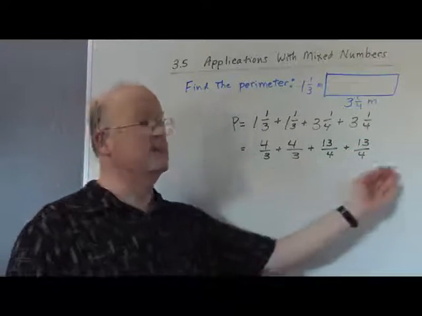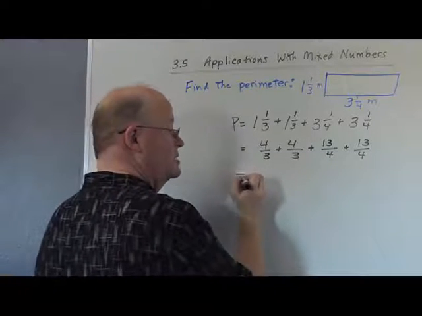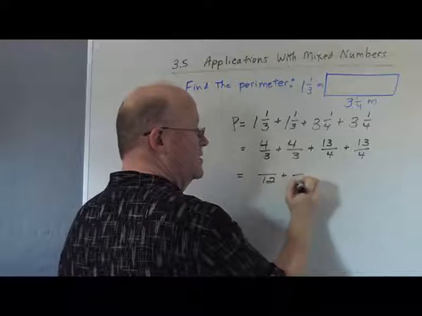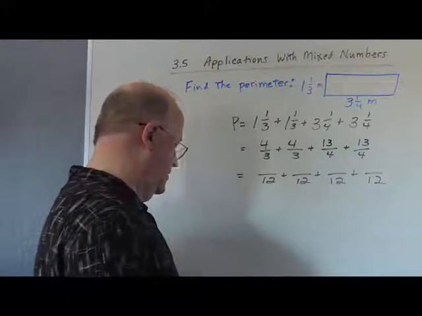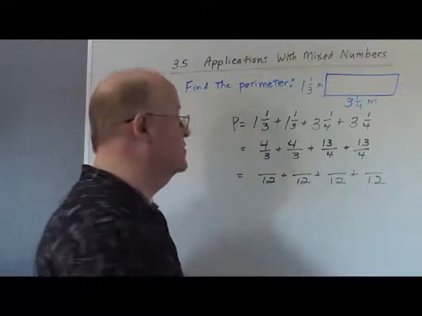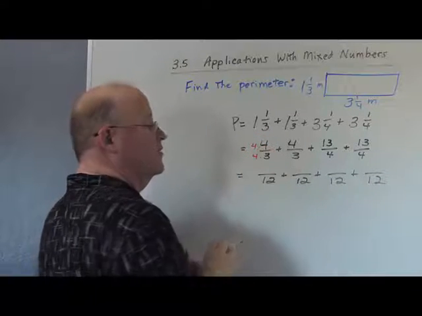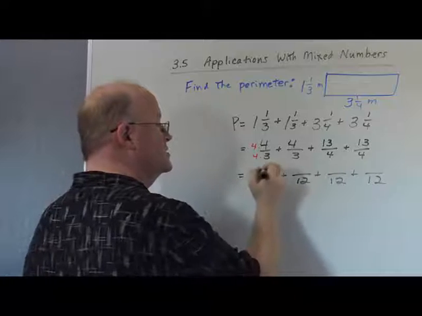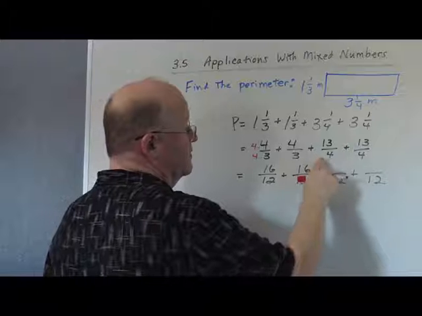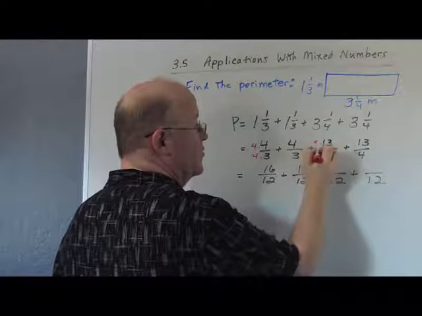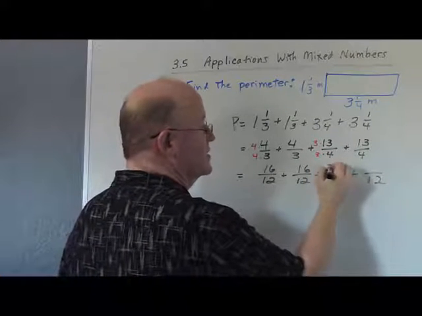Now, each of these need to be over a common denominator in order for us to be able to add, and so that common denominator will be 12. So here we go, rewriting each of these over 12. The first two fractions need to be converted from a denominator of 3 to 12, so we're going to multiply through by 4 over 4. That will give us 16 over 12 for the first two fractions. The second two, to go from 4 to 12, we're going to multiply by 3 over 3. Now 3 times 13 in the numerator is 39.